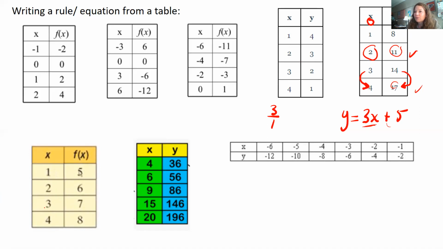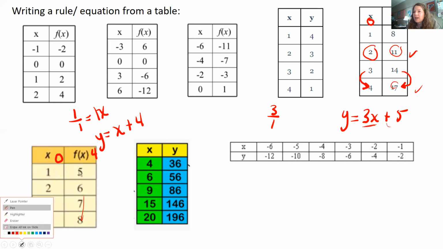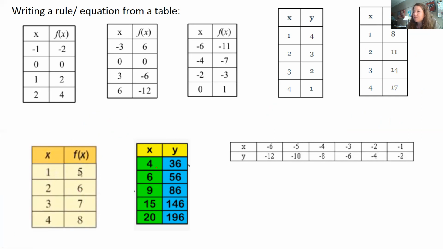All right, we're going to find out when x is 0, y is 4. So there's our y-intercept. And then to get from 5 to 6, we add 1. And to get from 1 to 2, we add 1. So our slope is +1. And 1 times x is x, 1x. So my equation is 1x plus 4. So try some problems. Plug in 2. Does 2 plus 4 equal 6? And does 4 plus 4 equal 8? Yes.